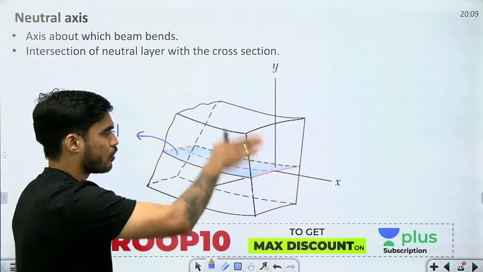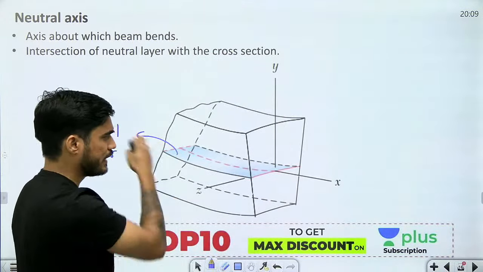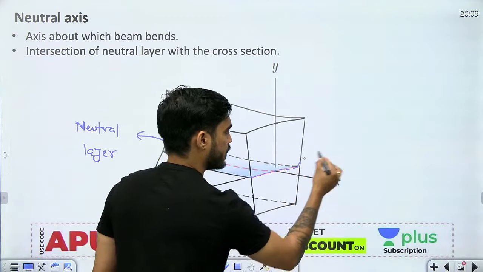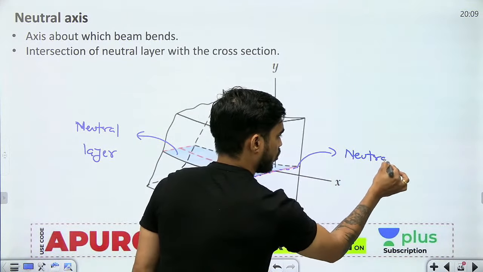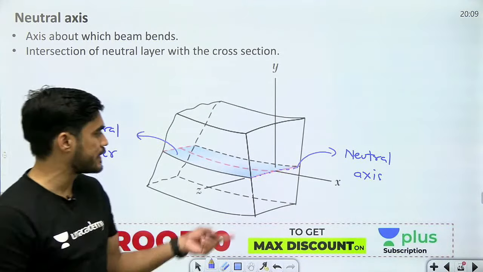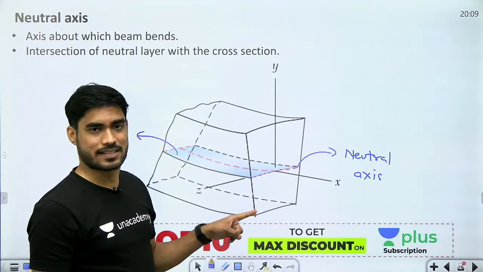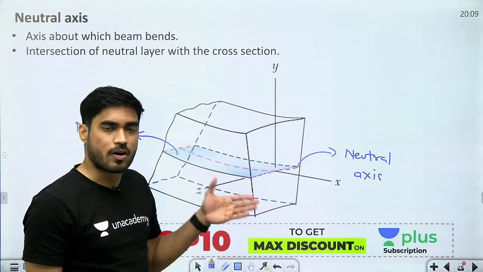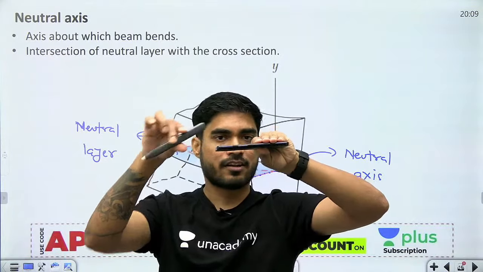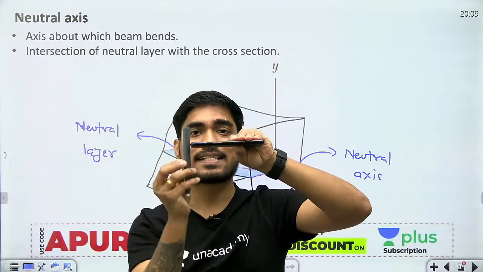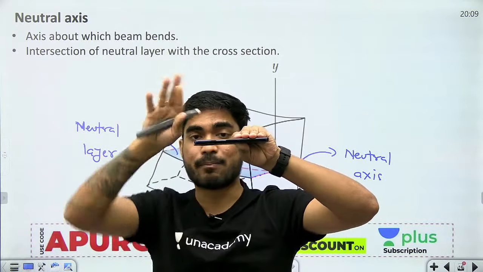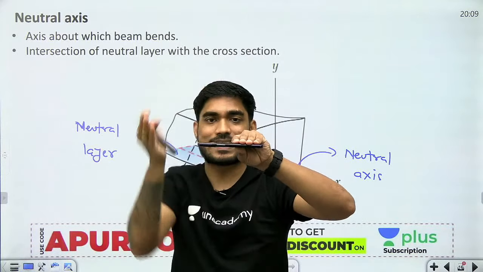So if I look at its intersection with the cross section, this is the cross section, this is the neutral surface, then this is the neutral axis. According to our coordinate system, what is the neutral axis? The z axis is the neutral axis. If this is the beam, then this is the x axis along the length of the beam, this is the y axis, the plane of loading, and this is the z axis, the neutral axis about which the beam is bent.